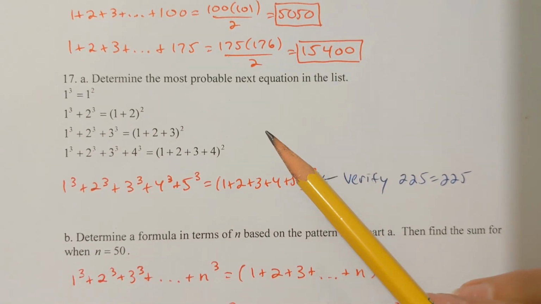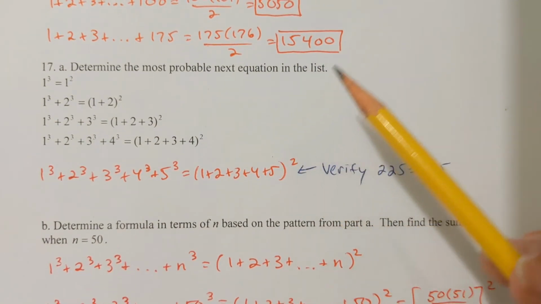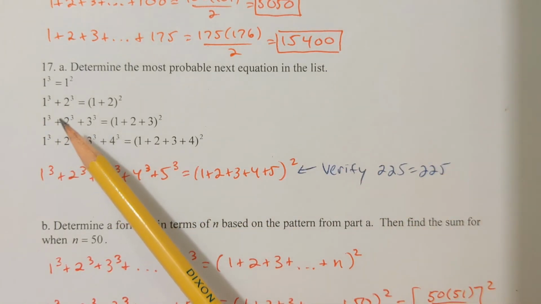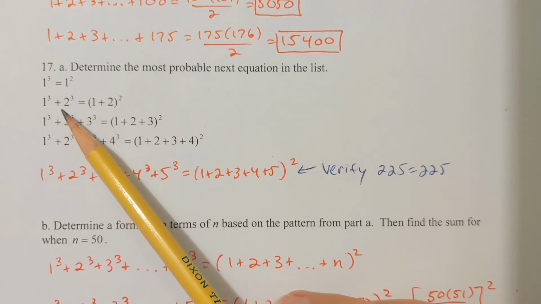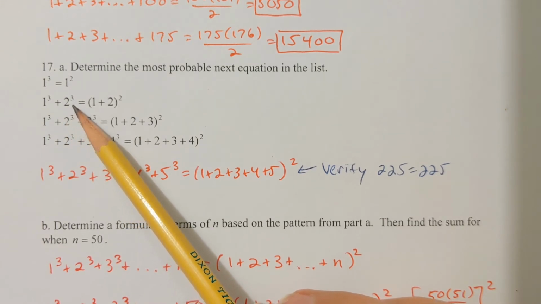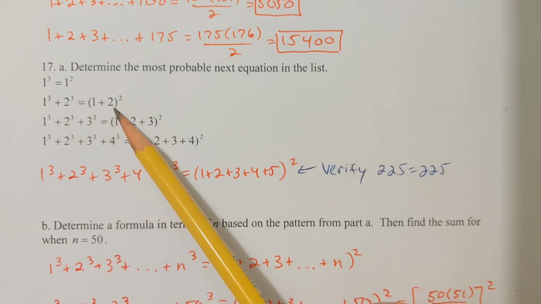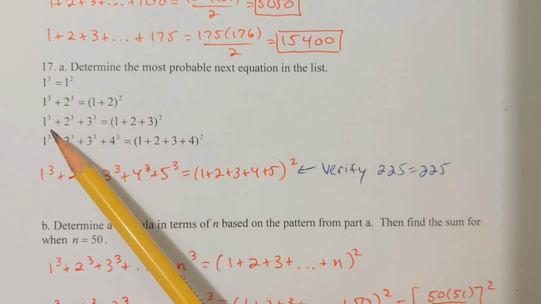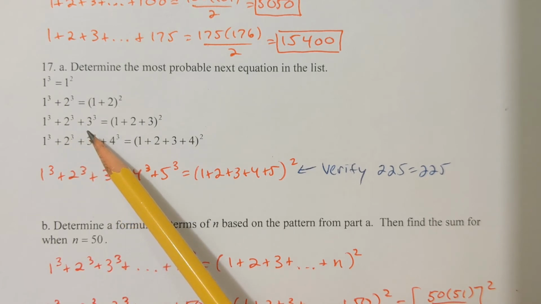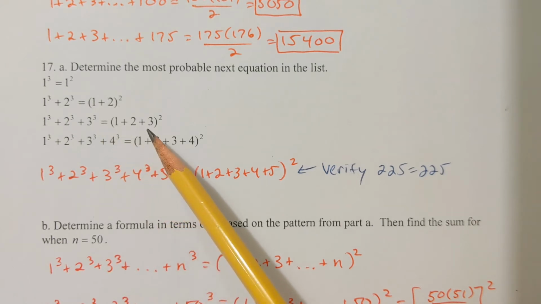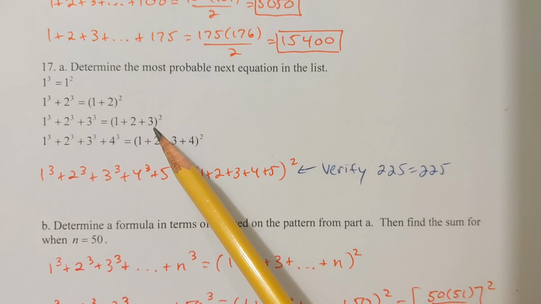Problem 17 is where I want to determine the most probable next term in the list. So same thing. Let me just verify that these equations are correct. So I've got 1 equals 1. 1 plus 2 cubed, 2 times 2 times 2 is 8, so 1 plus 8 is 9. 3 squared is also 9. 1 plus 8 plus 27 gives you 36. And if I take 6 squared, I also get 36.